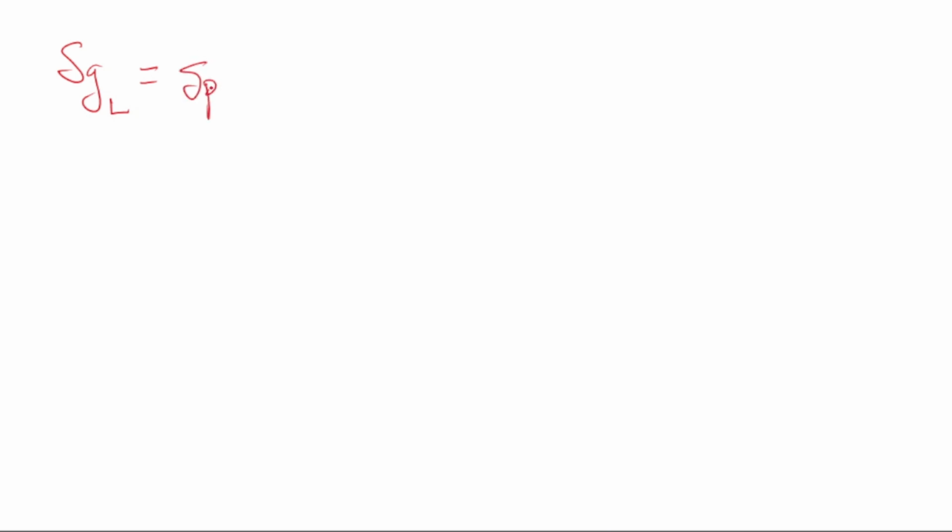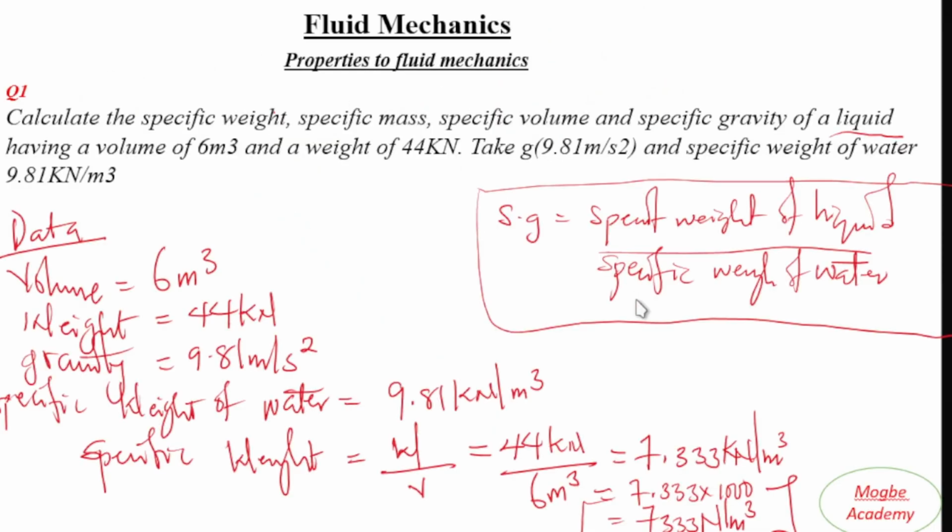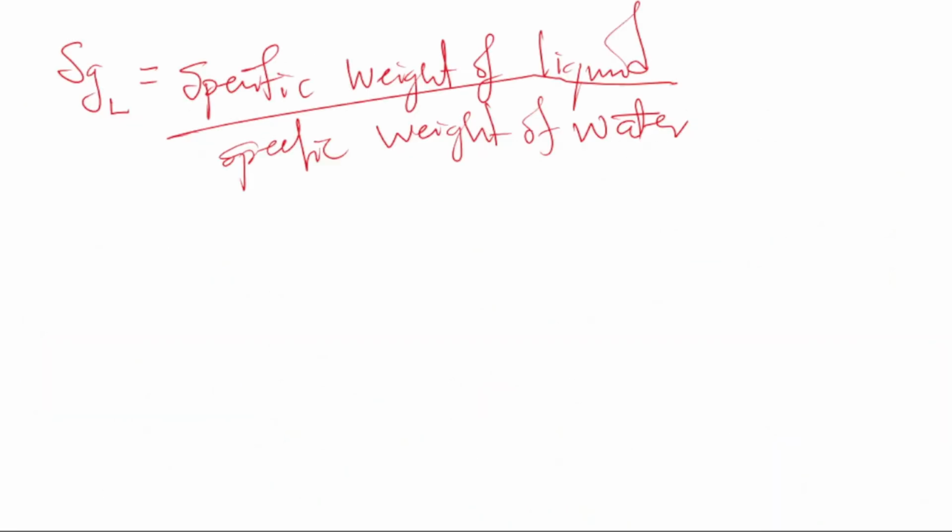So your specific gravity of the liquid will now be the specific weight of liquid divided by the specific weight of water. Now, remember we've calculated the specific weight of liquid, and we said the specific weight of liquid was 7.333 kilonewton per meter cube. So you pick down your specific weight into this equation.